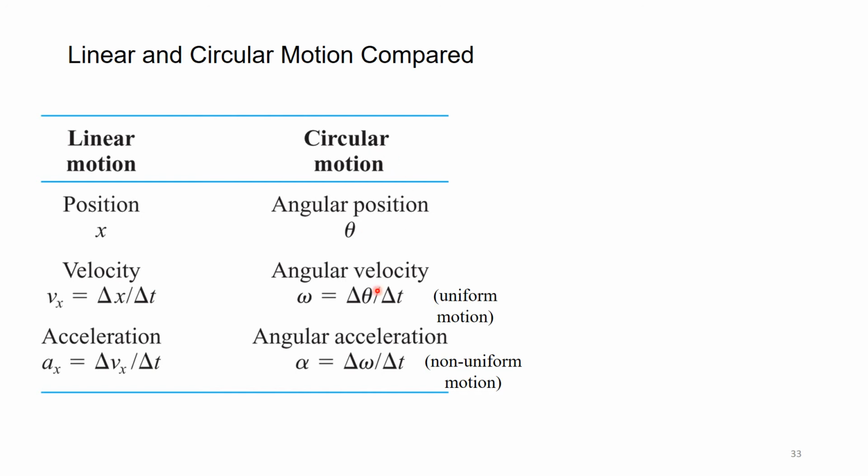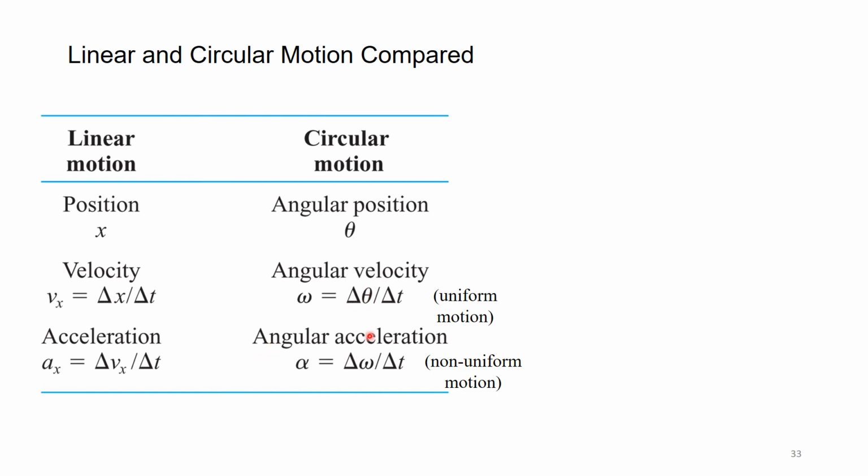Then on the right column, we have the corresponding quantities for circular motion, also called angular motion. So in place of position x, we have angular position, that's theta. In place of velocity, we have angular velocity with the symbol omega. And omega is calculated as delta theta over delta t. So you can see the similarity here for the velocity and angular velocity. You're considering the change in position for the linear velocity and the change in angular position for the angular velocity.